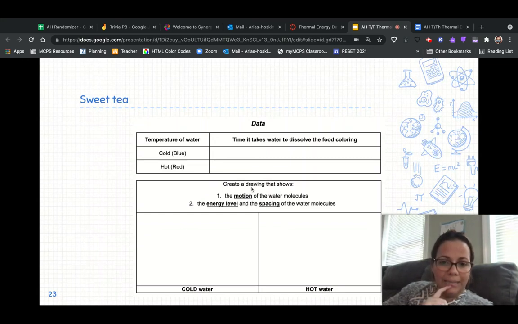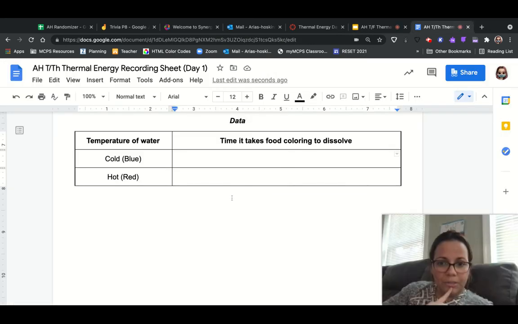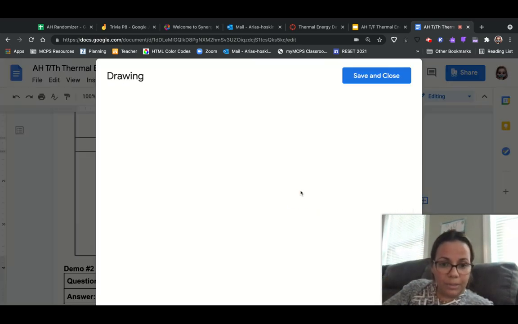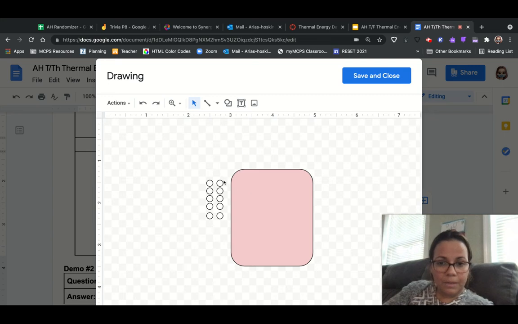It says create a drawing that shows the motion of the water molecules, and number two, the energy level and the spacing of the water molecules. So I'm going to go back to your recording sheet. You have here the blue one, which is the cold water, and the red, as an example of the red coloring, as hot water, okay?